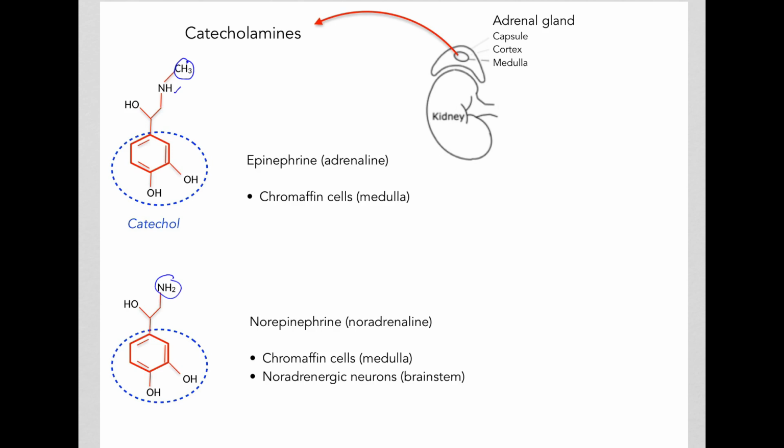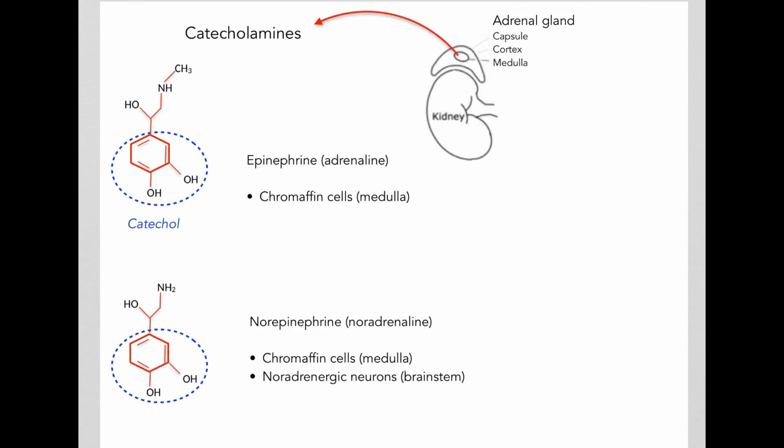Why are they called catecholamines? That's because this benzene ring with the two hydroxyl groups next to one another, in organic chemistry we call this substance catechol. And they also have amines. So that's why we call these catecholamines, because they have amines as well as the catechol structure.